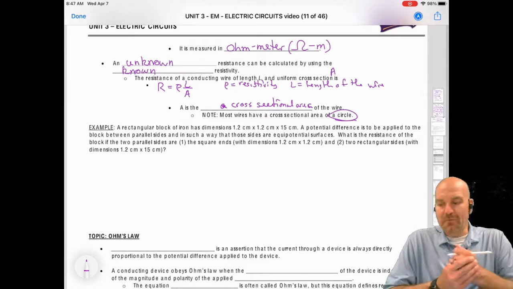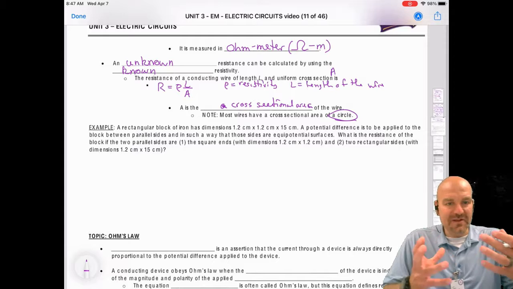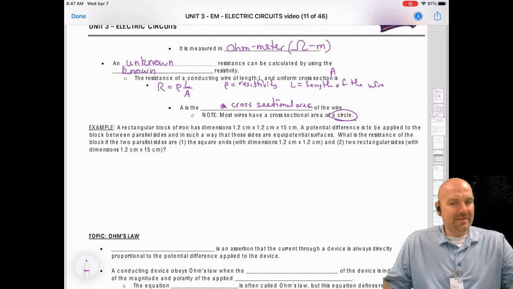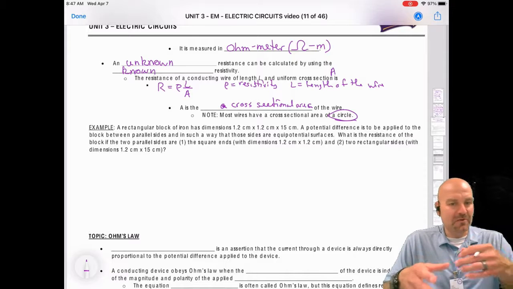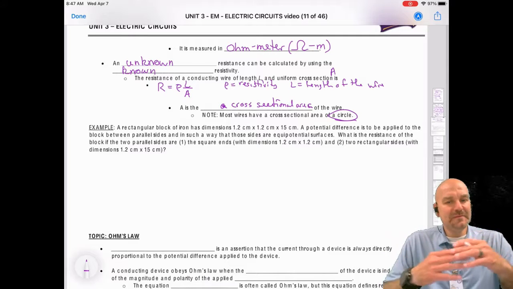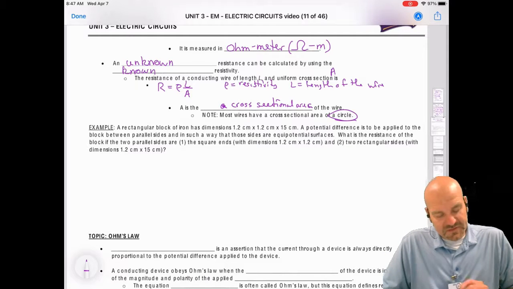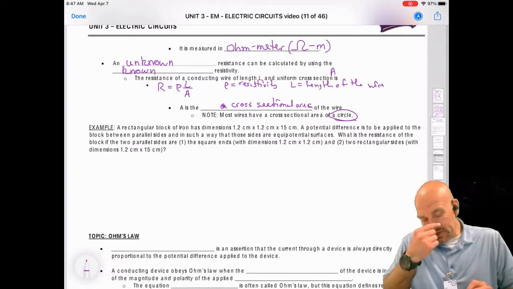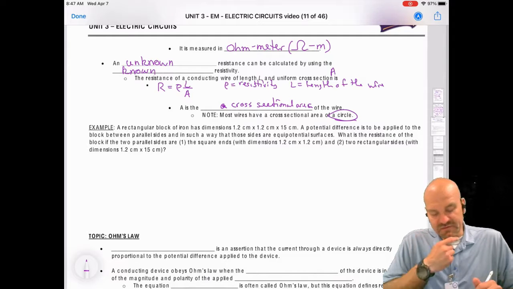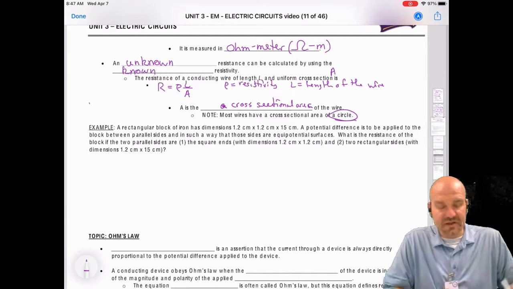Now, unless otherwise noted, most wires have a cross-sectional area of a circle. But what you actually see in this example problem is not a circle, it's a rectangular prism, or a rectangular block. This shows you how the length does play into it, because when we do this example problem, we're going to look at the square ends versus the rectangular sides, and the lengths are going to change. So let's just dive in. It's a rectangular block of iron with dimensions of 1.2 by 1.2 by 15 centimeters. A potential difference is applied to the block between the parallel sides in such a way that those sides are equipotential surfaces. What is the resistance of the block if the two parallel sides are the square ends, which have dimensions of 1.2 by 1.2, or the rectangular sides?